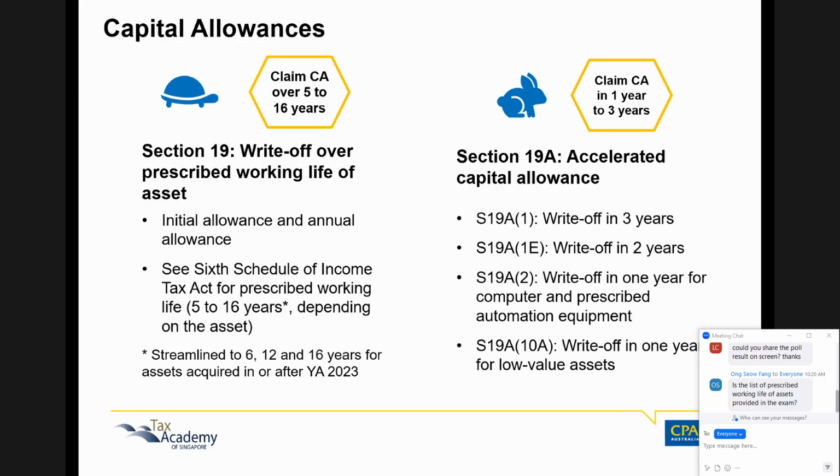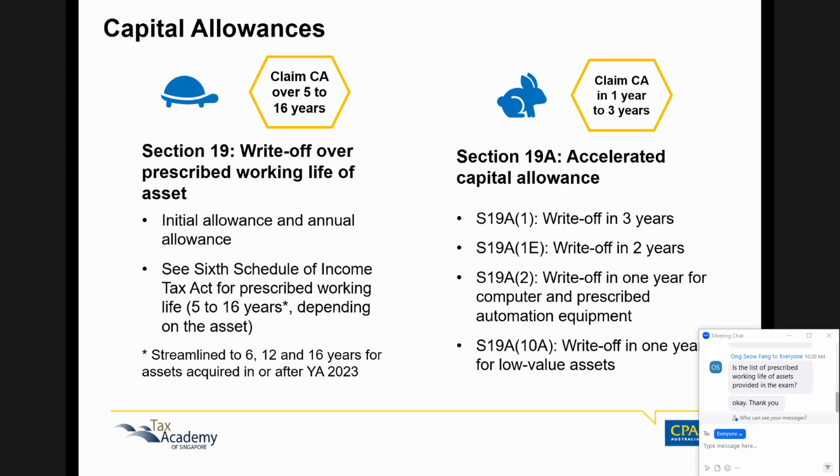There's a question on whether the list of assets with prescribed working lives will be provided in exams. So good news and bad news. The bad news is no, the list will not be provided. The good news is that actually we will test you on the accelerated part, so this part you don't need to look at. We are not providing it to you because it won't be tested. What I'm trying to say is that the left-hand column side will not be tested, because in the exams we'll be focusing on the accelerated capital allowance.